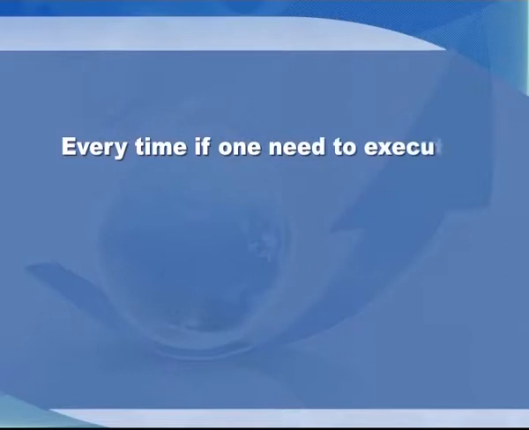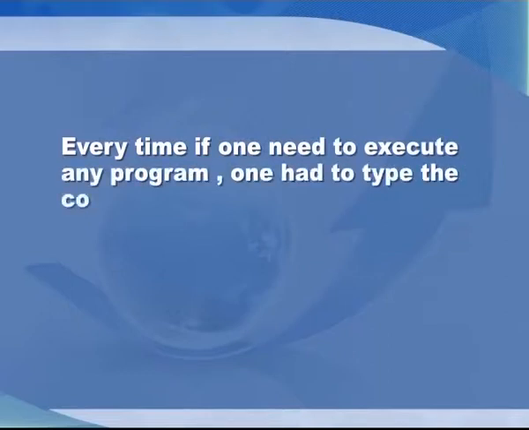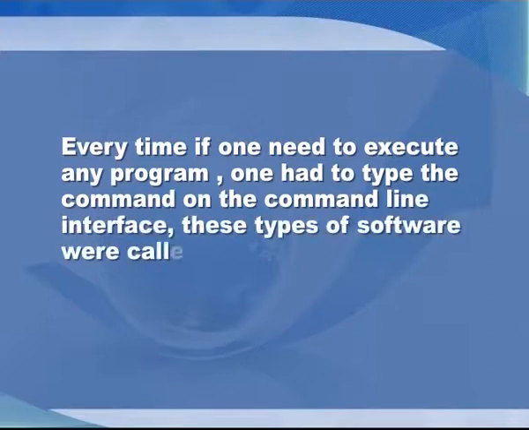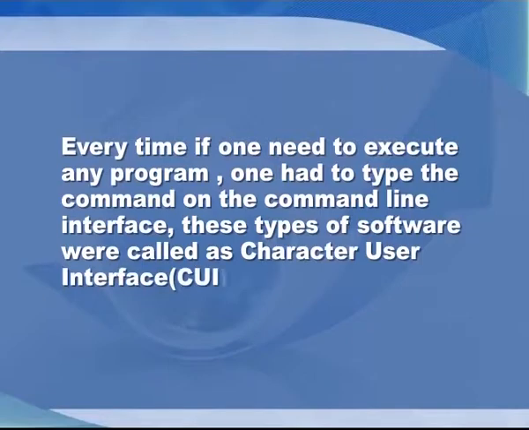Every time one needs to execute any program, one had to type the command on the command line interface. These types of software were called Character User Interface, or CUI. DOS is one of the first operating systems for personal computers. This operating system was a cut-down implementation of the Control Program or Monitor operating system designed for the family of computers. MS-DOS was a renamed form of 86-DOS, informally known as the Quick and Dirty Operating System, or QDOS.